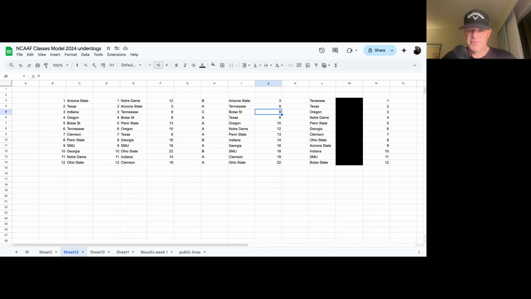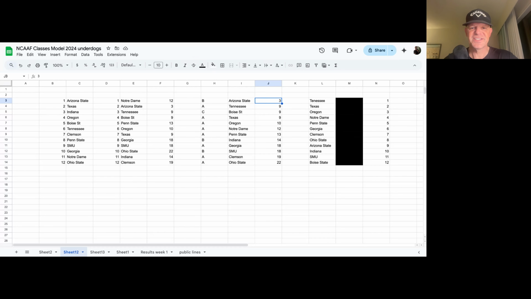However, how I did this was I took all of the A teams and I ranked all of the A teams from top to bottom. So you can see here, Tennessee was the second best team using stats, but they would go ahead of Arizona State because they're an A team, as well as Texas, Oregon, Notre Dame, Penn State, Georgia, Clemson, Ohio State. So even though Arizona State is the top team statistically, they would rank below all of the A teams. Why? Because they are a B team.